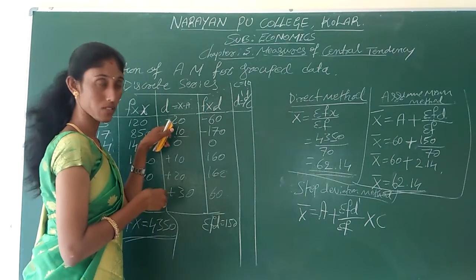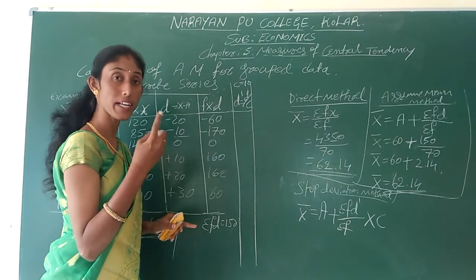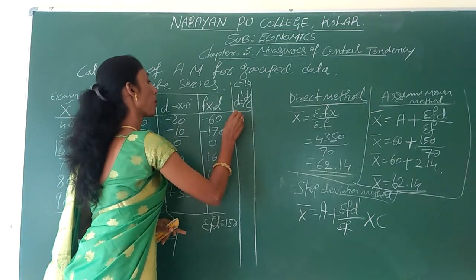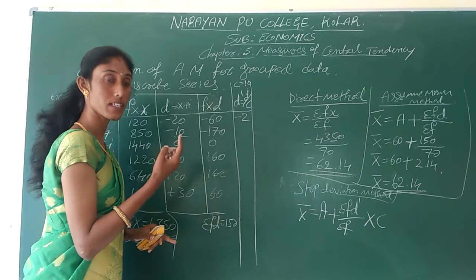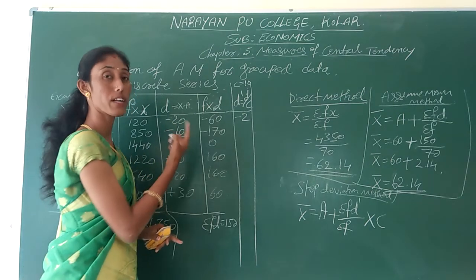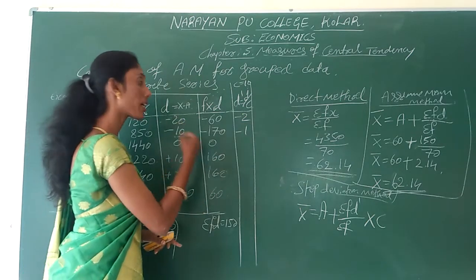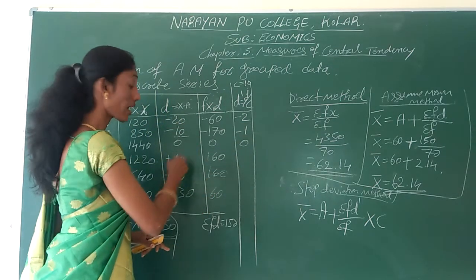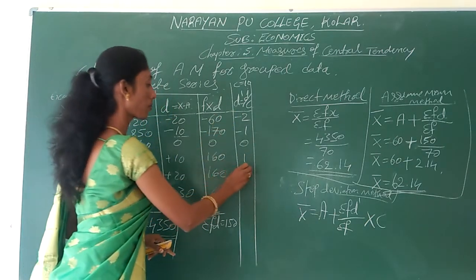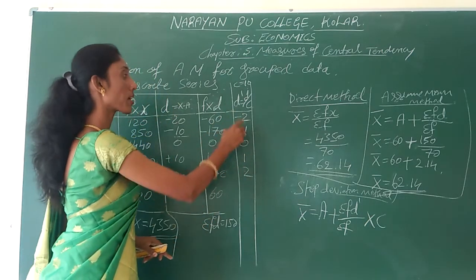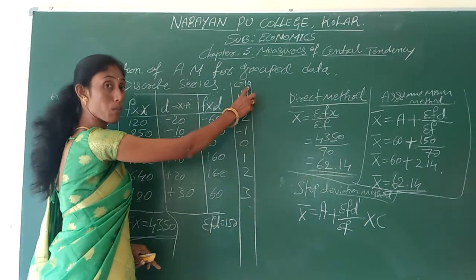d is minus 20. Common factor is 10. Minus 20 by 10 is minus 2. Minus 10 divided by 10? Minus 1. 0 divided by 10? 0. 10 divided by 10? 1. 20 divided by 10? 2. 30 divided by 10? 3. Got it now? C means common factor.